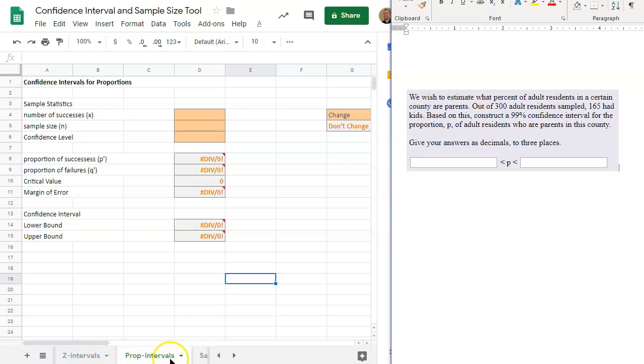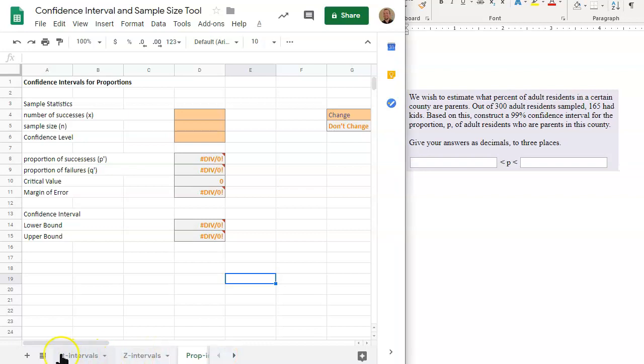prop intervals, which is the third tab. We'll look here. There's T intervals, Z intervals, and now we have the prop intervals. And this tool is used to find the confidence interval for proportions. So if we're interested in determining the population proportion, estimating that within a confidence interval, we would use this tool.